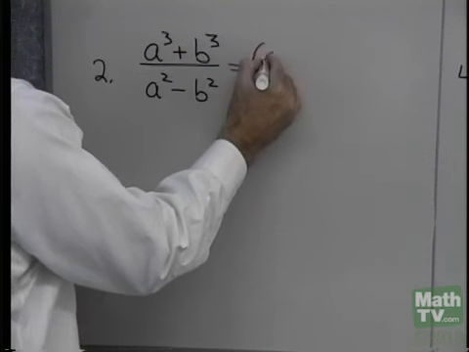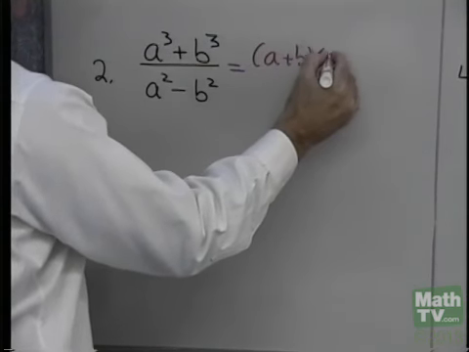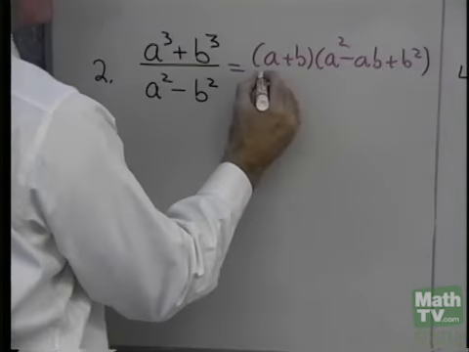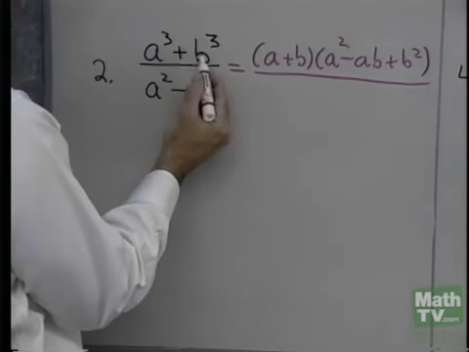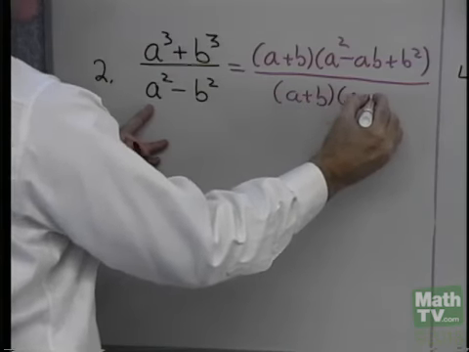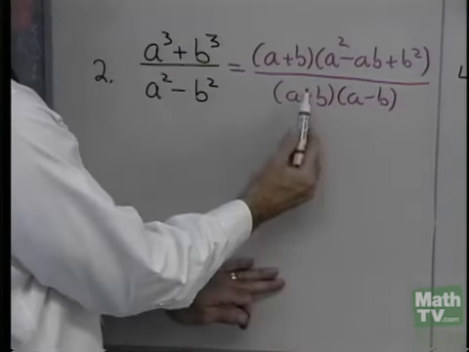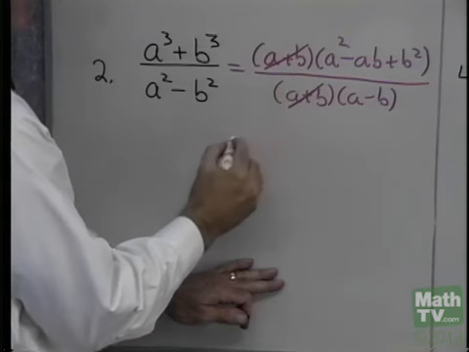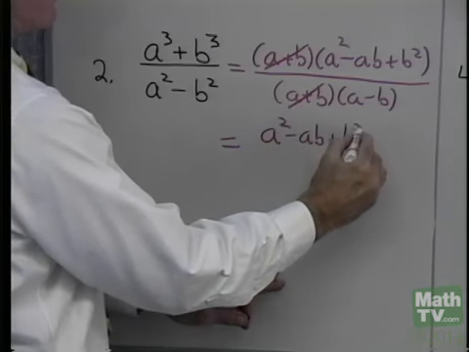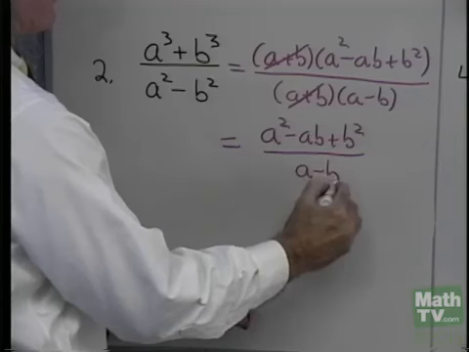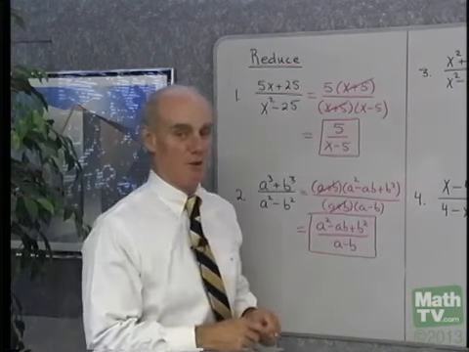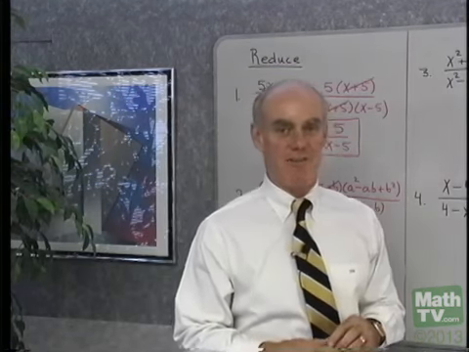Let's factor. A plus b times a squared minus ab plus b squared. I've memorized that formula for factoring the sum of two cubes. The difference of two squares is a plus b times a minus b. I notice that I have an a plus b common to each term. I'll divide those out. What's left is a squared minus ab plus b squared over a minus b. So that's the reduced version of this rational expression. Again, I reduce to lowest terms by factoring and then dividing out any factors they have in common.